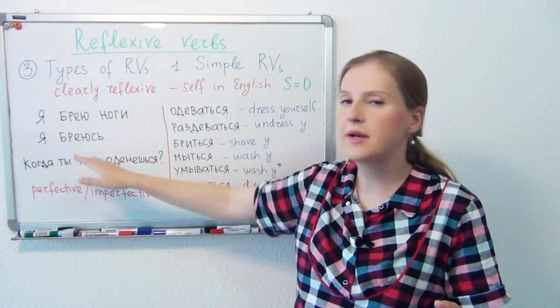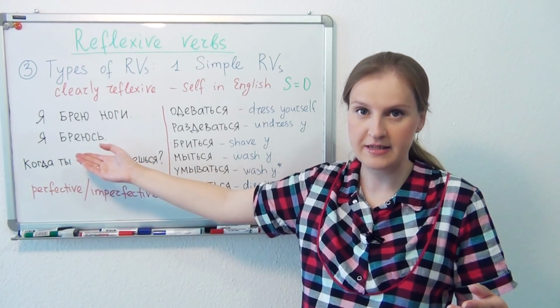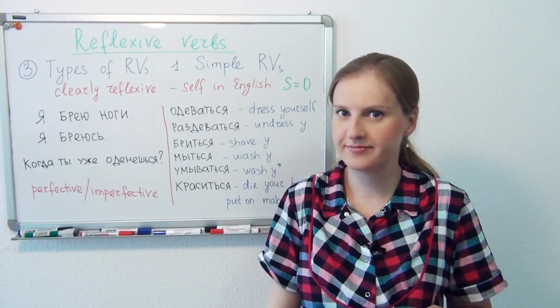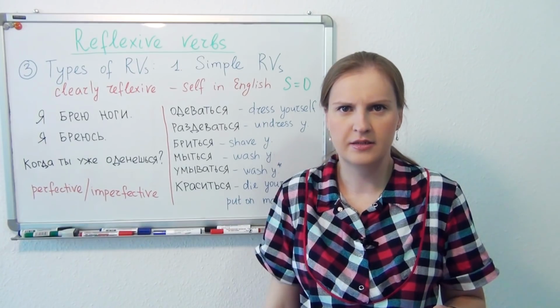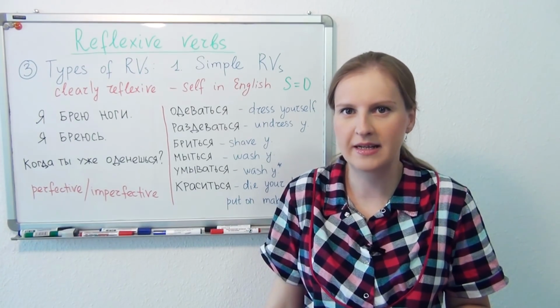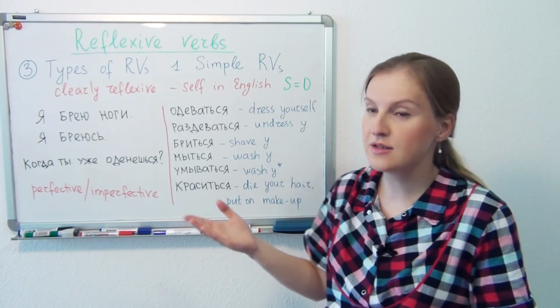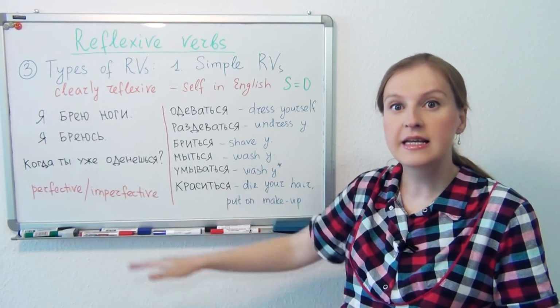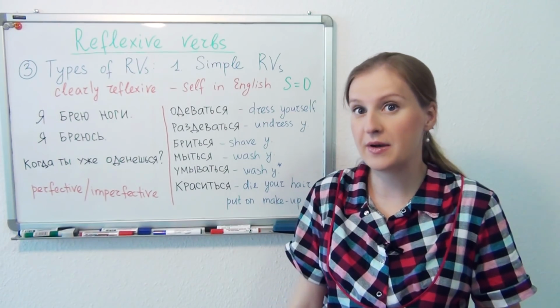But я бреюсь. I shave myself. This is a reflexive verb. Бриться. Когда ты уже оденешься? When will you dress already? Dress yourself, I mean. And that's why оденешься is the present form of a reflexive verb.